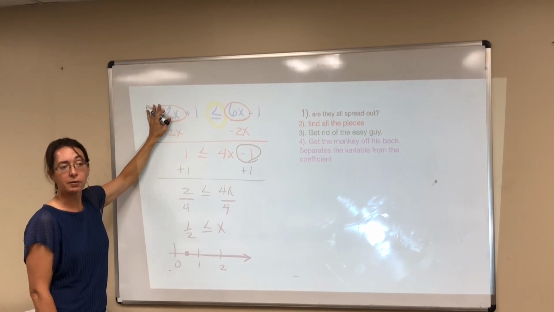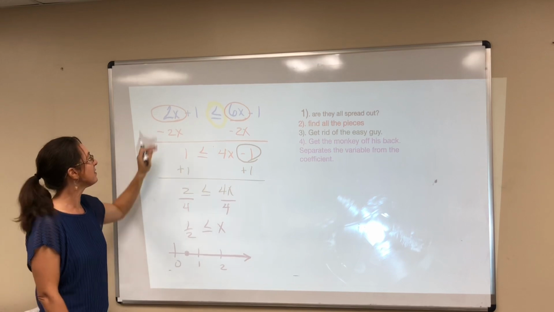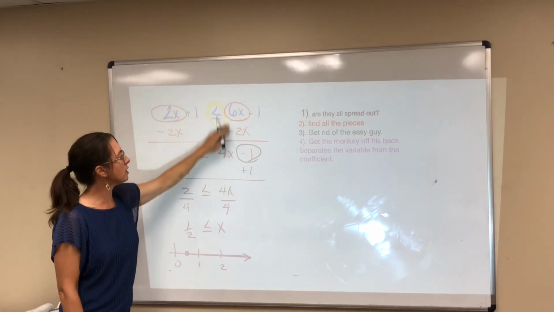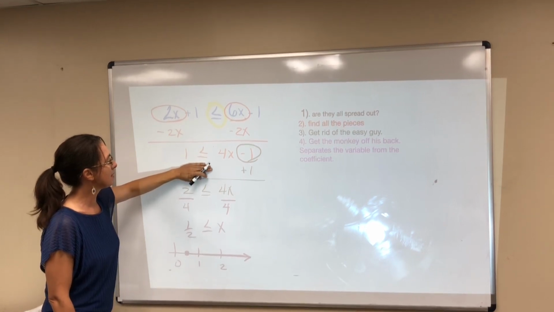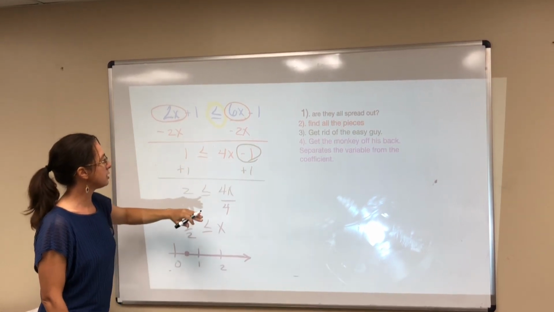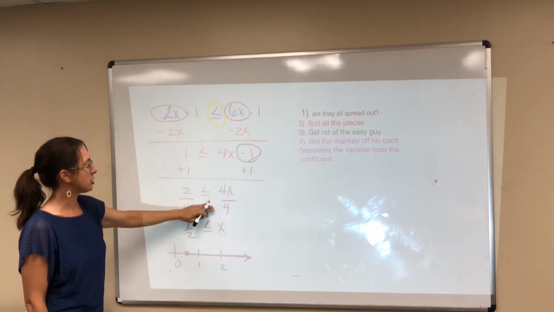I just don't like working with negatives, so I'm always moving the small number around so I can be positive. So I move my 2x over, so I am left with 1. My sign stays the same. 4x minus 1 at this point. I'm going to move that 1 over. I get 2 is less than or equal to 4x.